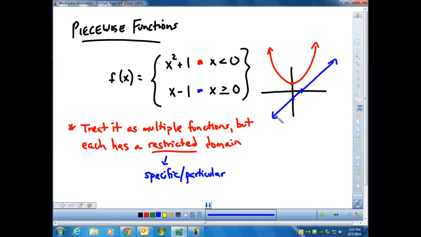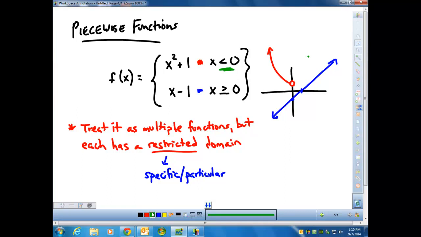I only want to use the top function when it's less than 0. So I'm going to erase everything to the right of 0. And in fact, I'm going to erase 0 because I don't really want that function when it's 0 either. So I'm going to put an open dot at 0 saying I'm going to get close to that, but I'm not going to include that value.